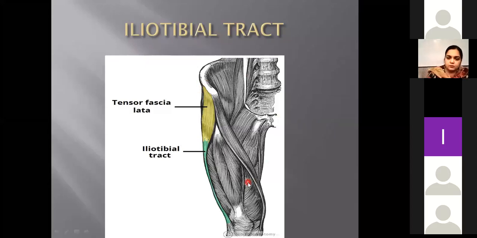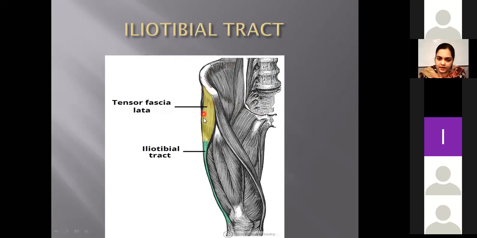The muscles will come later; first, the deep fascia. The whole thigh is covered by deep fascia. This deep fascia superiorly and anteriorly, as we talked, is attached to the... posteriorly it is attached to the sacrum, coccyx, and sacrotuberous ligament. Anteriorly it is attached to the iliacus.